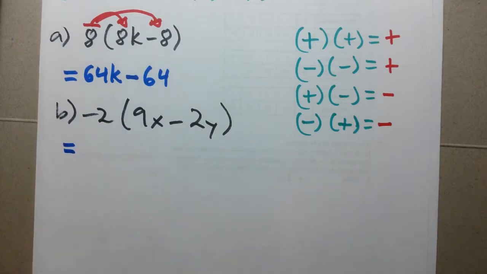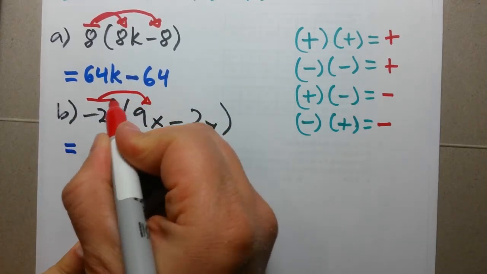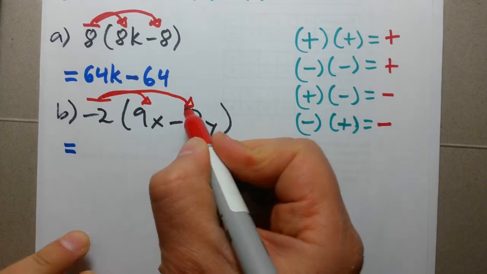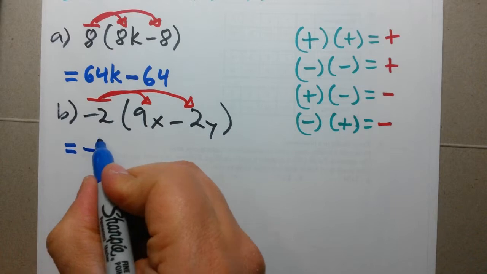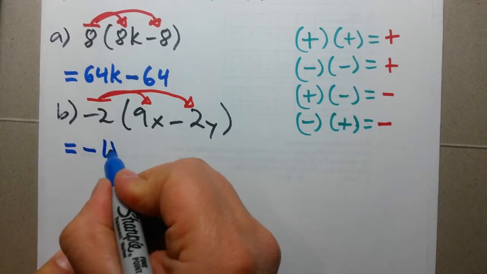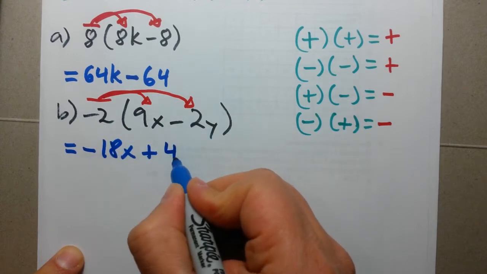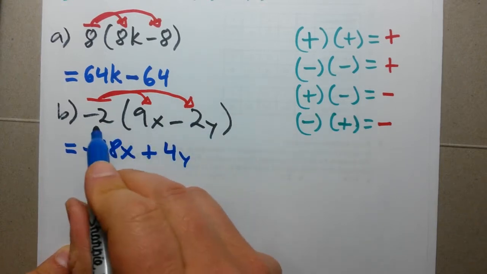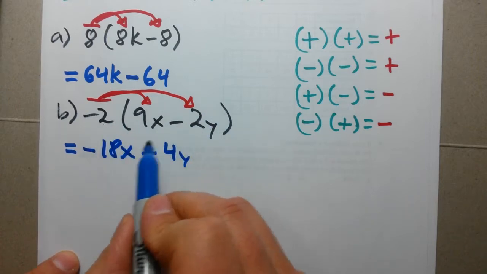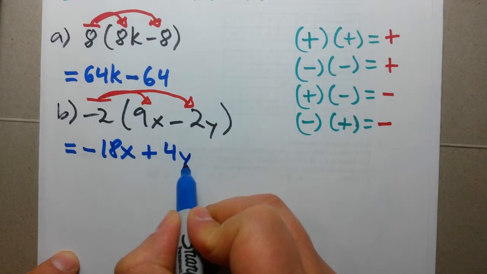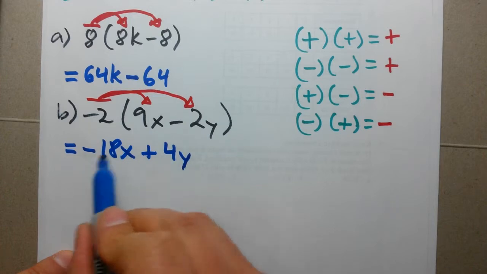If it helps you, you can always draw the arrows so that you keep track of the terms that you're multiplying with. So here we have negative times positive gives you negative 2 times 9, 18x. Negative times negative, positive, 2 times 2y, 4y. Once we multiply, once we expand this expression or multiply the terms, you should always ask yourself whether we can further simplify this expression. In this case, we cannot because they are not like terms.